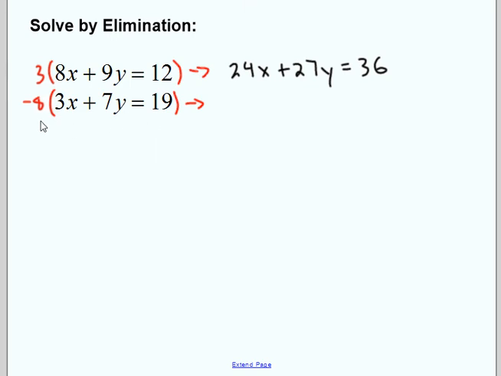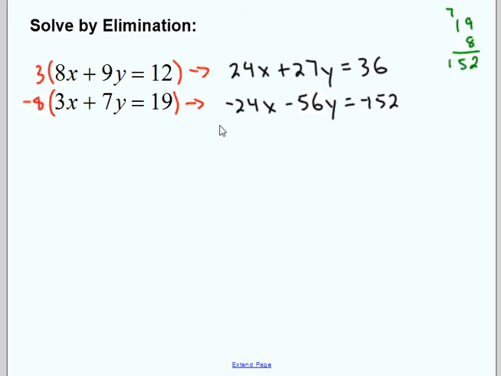And then here, negative 8 times 3x is negative 24x. Negative 8 times 7y is negative 56y. The negative 8 times 19, I believe that's 80 and 72. I believe that's negative 152. But because it's better safe than sorry, maybe over here on the side, I'll multiply 19 times 8. 8 times 9 is 72, carry 7. 8 times 1 is 8, plus 7 is 15, 152.